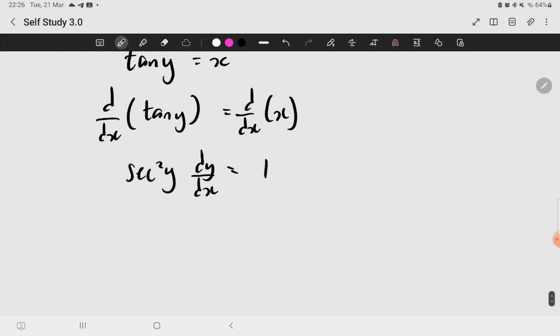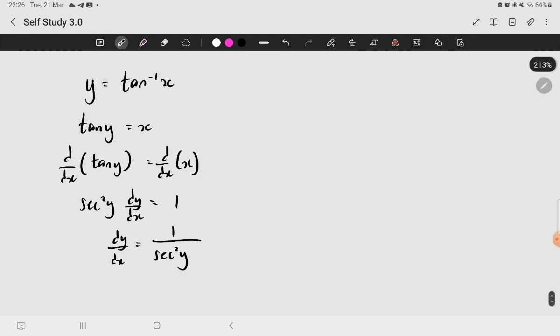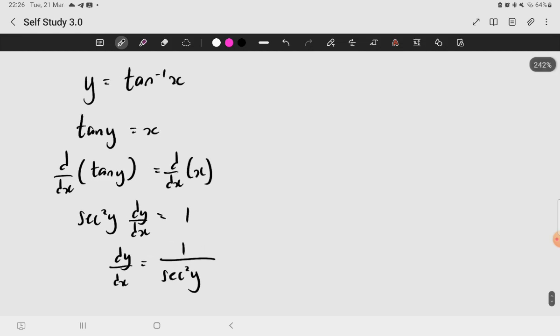So from here, when we divide both sides by secant squared of y, we obtain this particular equation, which is dy/dx equals 1 over secant squared of y. Now, I have no variables that I'm currently using to substitute for secant squared y, but we have the identities of trigonometry. So let me derive them first.